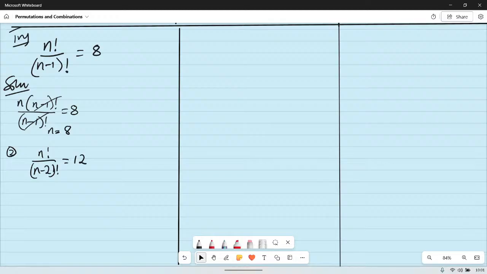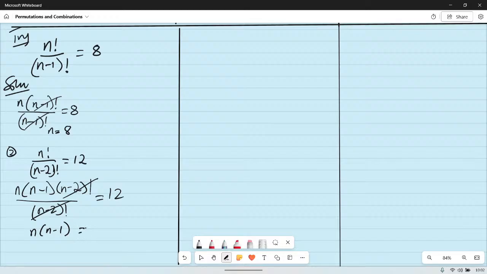Okay, let me try. Which one is big? The one at the top. So keep on expanding the one at the top until you get something like the one below. Then you end there. Then you are good to go. n minus 1 equals 12. How come it's confusing now?